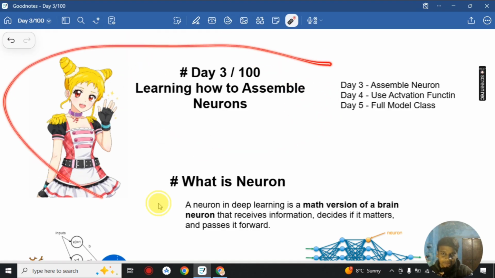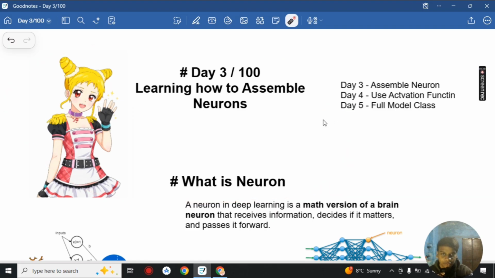In this video we are going to learn how to assemble neurons. This day will be very important for our 100 days of deep learning. Today we are going to learn how to assemble the neuron. On the next day we will learn how to use the activation function, and on day 5 we will learn the full model class, on how to make the full model in Torch. For now, in this day we are going to learn how to assemble the neuron.